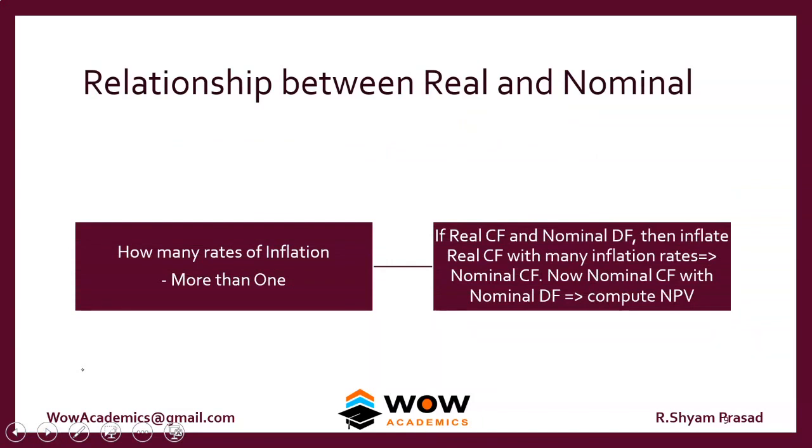See, this works only when there is a single inflation rate. If there are multiple inflation rates, then what should you do? If real cash flow and nominal discount factor are given, then inflate all the real cash flow with the several inflation rates that are given. You will arrive at the nominal cash flow. As you already have the nominal discount factor, now you have the nominal cash flow, you can compute the NPV. Once you have several inflation rates, this is the only way in which you can solve the problem, and this is very important from the exam point of view.